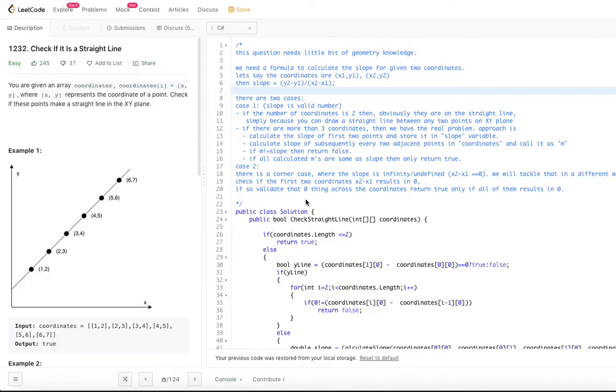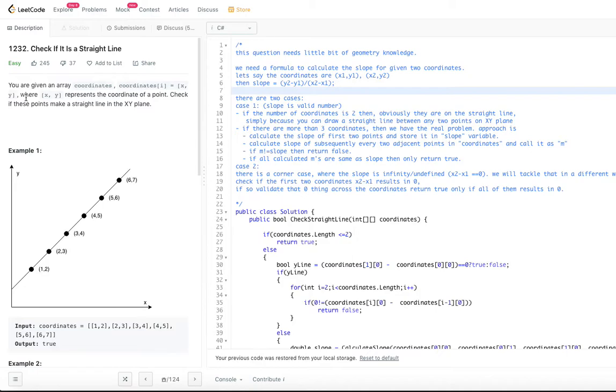Let's jump into today's problem. So the problem is, check if it is a straight line, right? You are given an array of coordinates, where coordinates[i] is equal to [x, y], where [x, y] represents the coordinates of a point. Check if these points make a straight line on an xy plane. So we are given a set of coordinates, okay? Each coordinate will have an x and y, and we need to check if all those points given in the coordinates array belong to a single straight line. So they make a single straight line or not. That is the question basically.